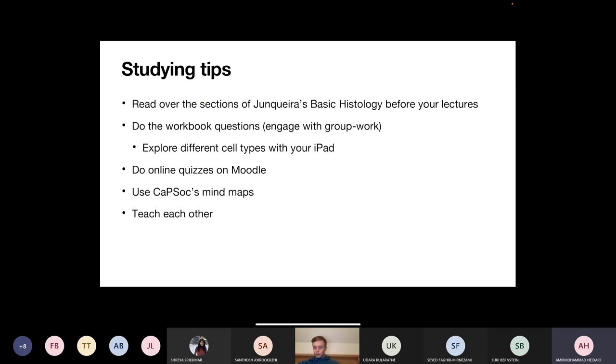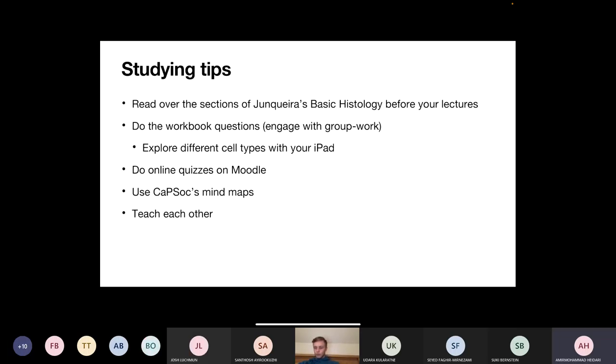Okay, so just studying tips before we move on to actually going through the example of my mind map. I would say read over the sections of Junqueira's Basic Histology before your lectures. Just read over it. You don't need to memorize everything, just have a basic knowledge of things. It really did help me, going over the book before the lectures.